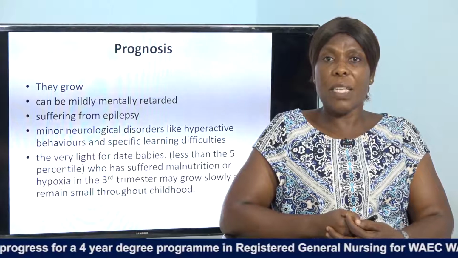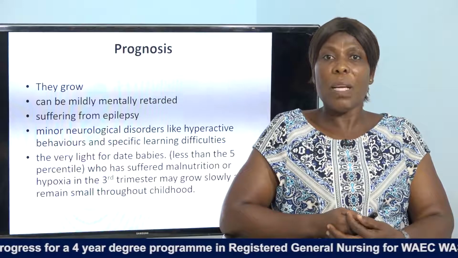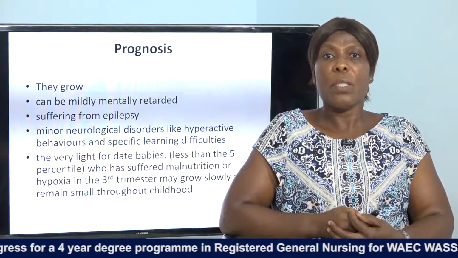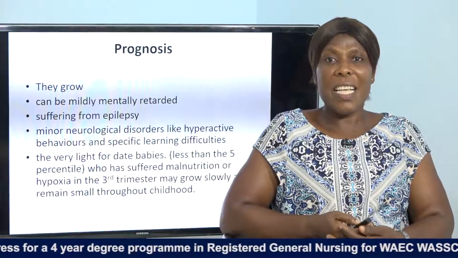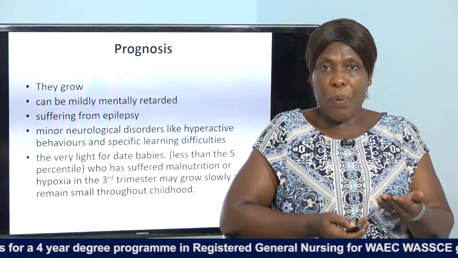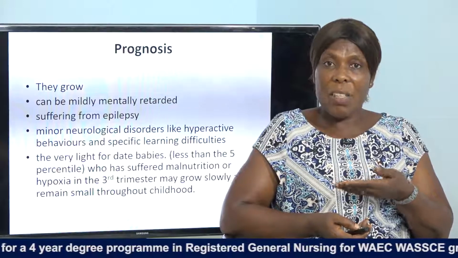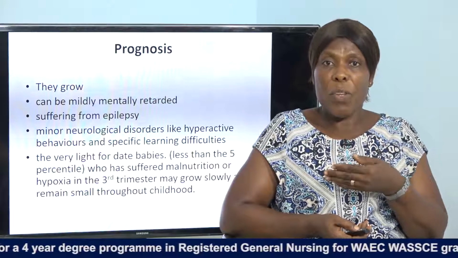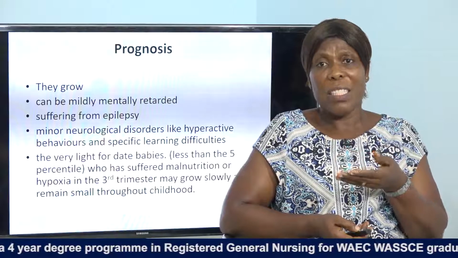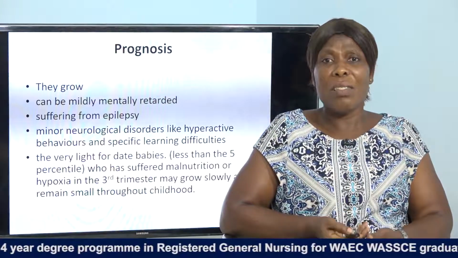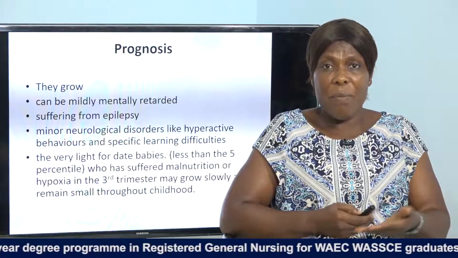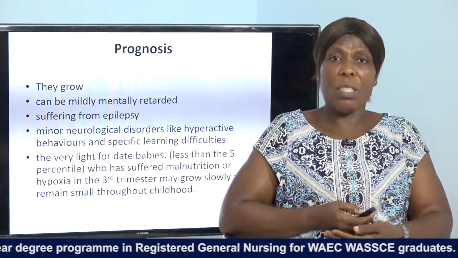The very light for date babies, what about them? Who has suffered malnutrition or hypoxia in the 3rd trimester may grow what? Slowly. So you see some people, because the mother is not able to give birth at term, or even if it's at term and not at the appropriate weight, they have this retarded growth. And then you see the child remaining very small throughout the childhood.